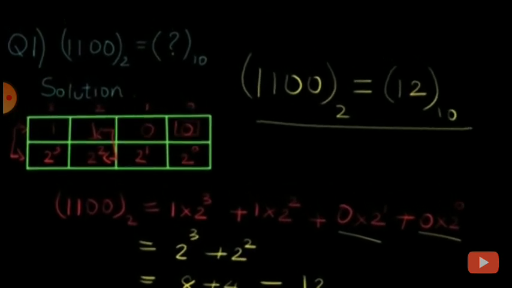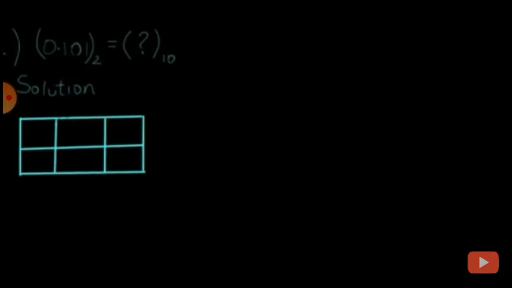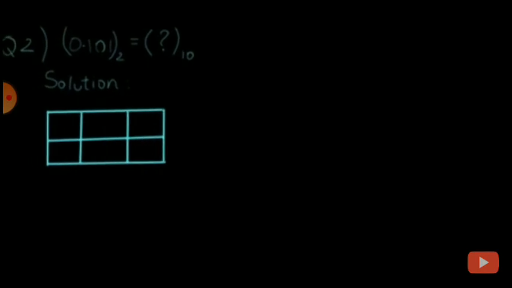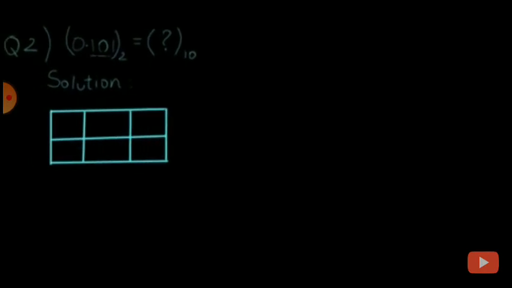So let's see the next example. Now in this numerical we have a fractional binary value. So the way we convert this to a decimal is slightly different. So in this numerical we have a fractional binary number which needs to be converted to a decimal number. So in this case we are interested in this fractional part. So we first write down that fractional part in the table as I have drawn.